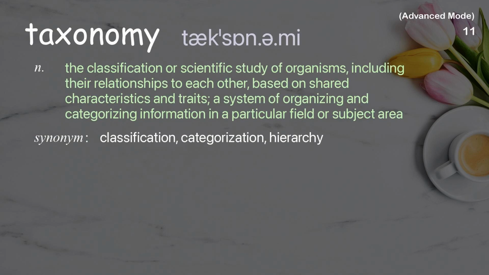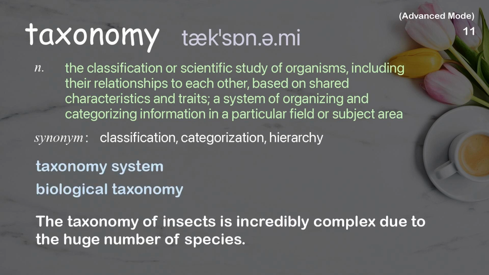Taxonomy. The classification or scientific study of organisms, including their relationships to each other, based on shared characteristics and traits, a system of organizing and categorizing information in a particular field or subject area. Examples: Taxonomy system. Biological taxonomy. The taxonomy of insects is incredibly complex due to the huge number of species.